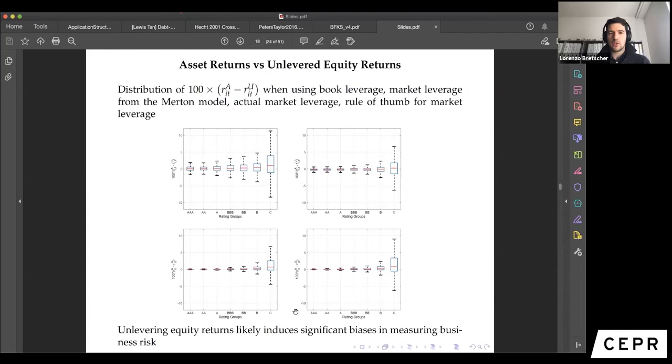between asset returns and unlevered equity returns for various ways of unlevering. Top left is the usual way: you use just book debt to unlever. Top right, you use the Merton model to calculate the market value of debt, and then you unlever. Down here, we use our actual market leverage. And last but not least, we use the rule of thumb to predict actual market leverage and then use that one to unlever.